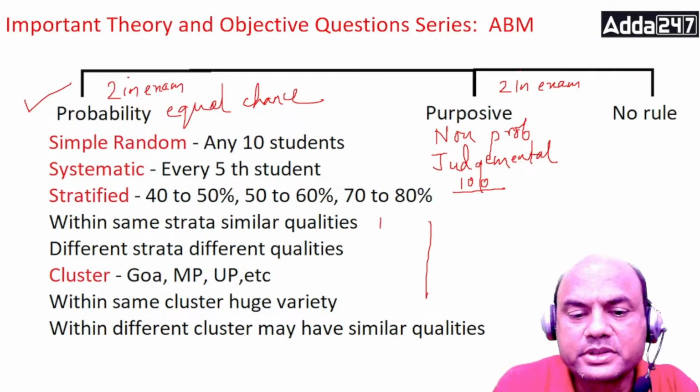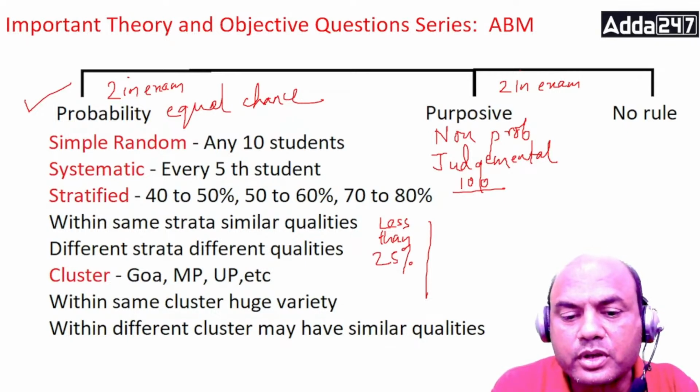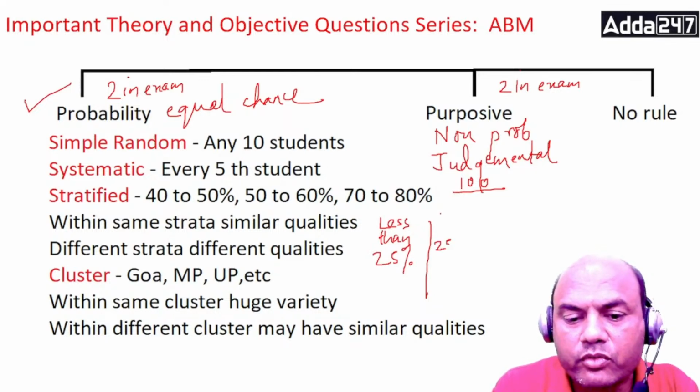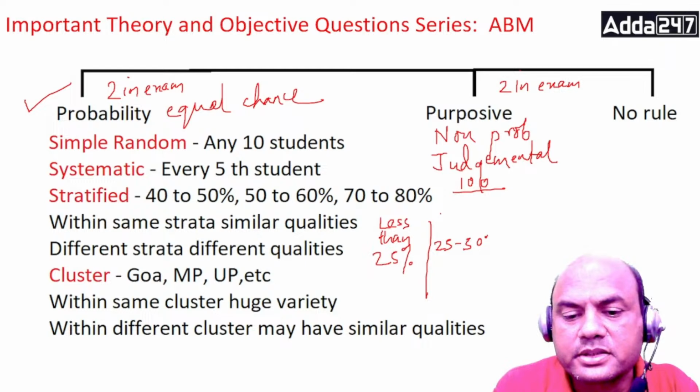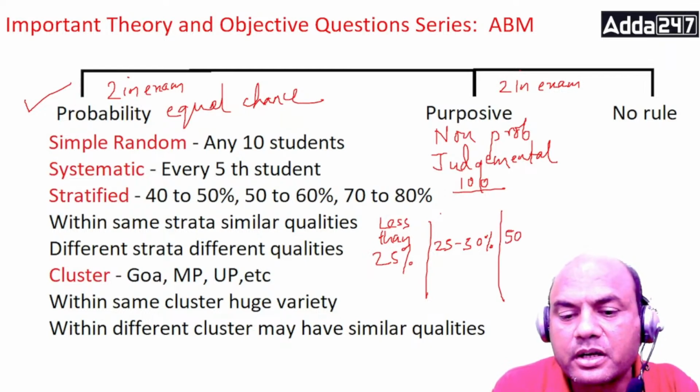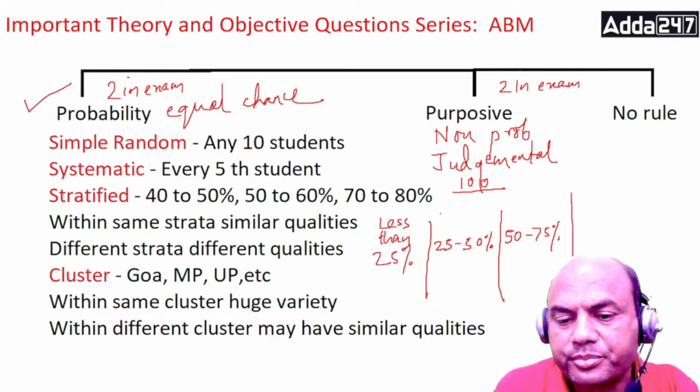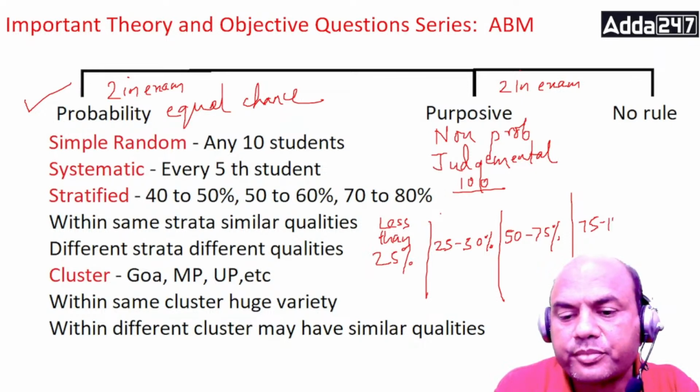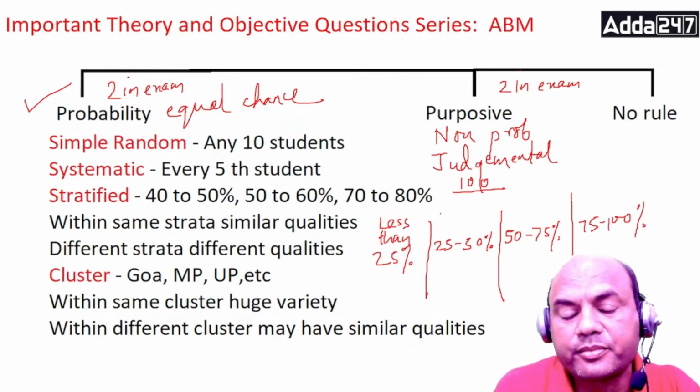Less than 25% attendance. Second group, those who have attendance less than 50%, means 25 to 50% attendance. Third group, 50 to 75% attendance. And last one is full attendance, means 75 to 100. So these are the 4 groups I have made.